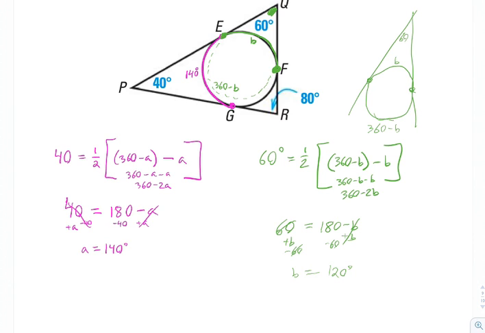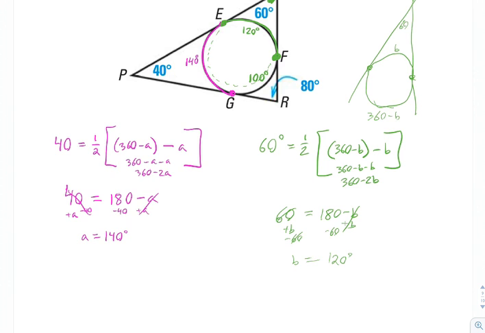So going in here and erasing this, I get that B is 120 degrees, and just through simple subtraction, you could get that this must be 100 degrees, just because the total is 360. We don't have to go through it a third time. But that's a beautiful problem, kind of tying that all together.